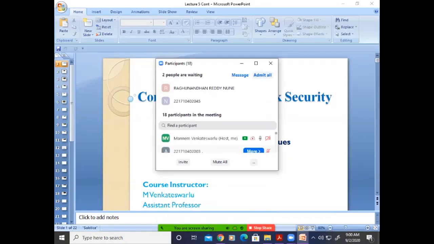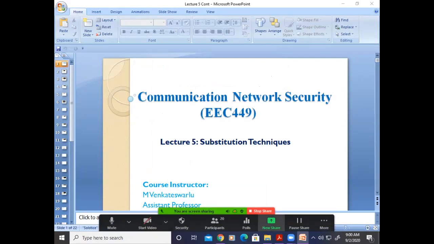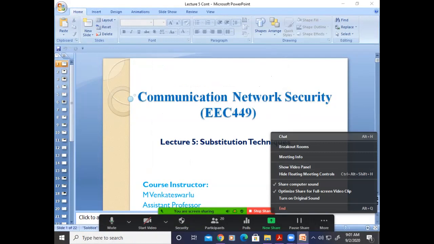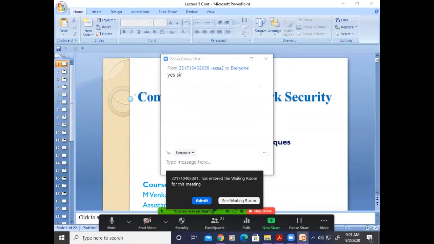Yesterday we discussed one substitution technique, that was the Caesar cipher. Are there any questions? If you have revised, is there any question? Please respond.